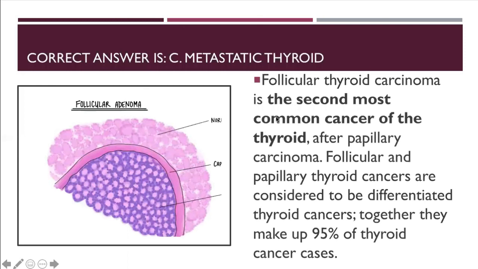Metastatic. Yeah, so follicular thyroid carcinoma is the second most common cancer of the thyroid after papillary carcinoma. Follicular and papillary thyroid cancers are considered to be differentiated thyroid cancer. Together, they make up to 95% of thyroid cancer cases.